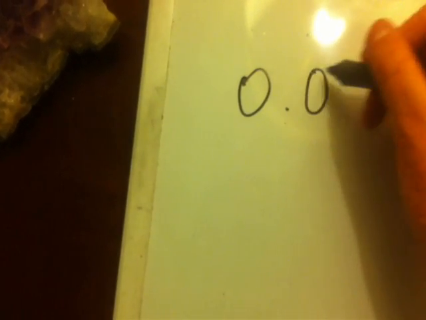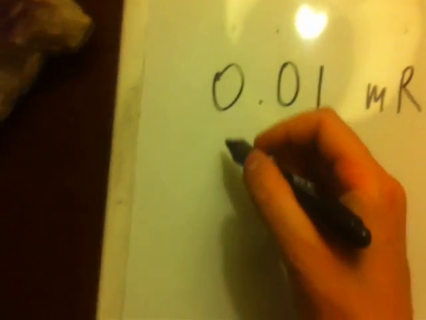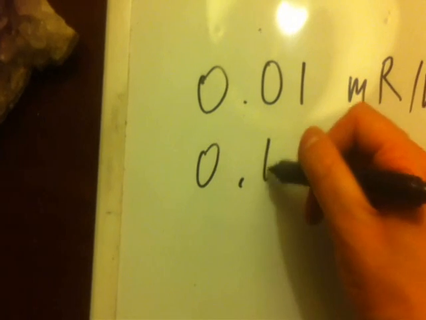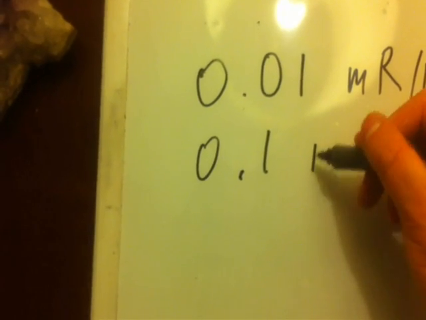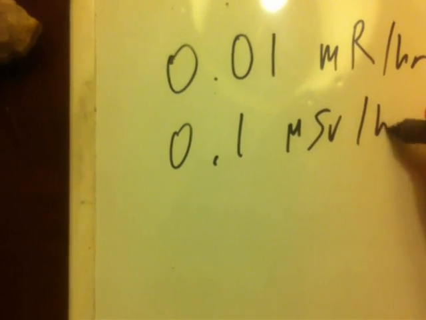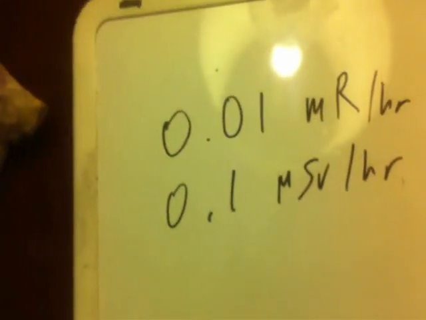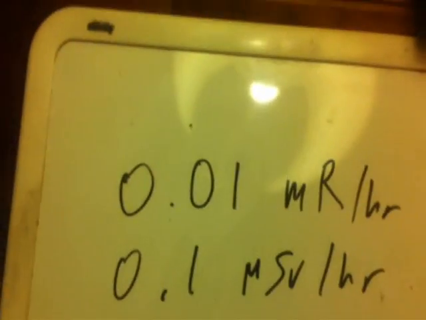It is a general fact that 0.01 milliroentgen per hour is equal to 0.1 microsievert per hour. This is a true statement, but it's not necessarily true that 1 count per minute is equal to either of those in any conceivable way, or any number of counts per minute. That is based on your Geiger counter.